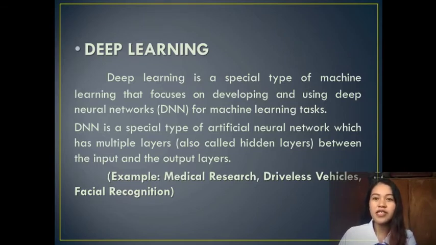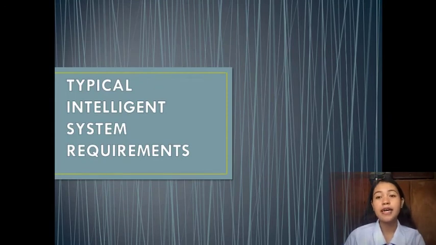A DNN is a special type of artificial neural network which has multiple layers, also called hidden layers, between the input and the output layers. Each layer consists of a collection of computing units called neurons, which take the input from the previous layer and generate a nonlinear output to the next layer. Deep learning has gained a huge amount of interest in recent years due to its outstanding performance. Similar to other machine learning models, deep learning can be utilized to complete tasks in classification, clustering, prediction, and so forth. An example for deep learning would be driverless vehicles, medical research, facial recognition. Moving on, I will discuss to you the typical intelligent system requirements.